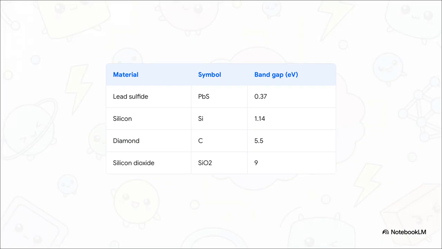To really put this into perspective, let's look at some actual measurable values for these band gaps, which physicists measure in electron volts. It paints such a clear picture. Silicon, for instance, requires a pretty moderate 1.14 electron volts for an electron to make the jump. But then look at diamond. It demands a massive 5.5 electron volts. And silicon dioxide, which makes up a lot of common glass and sand, requires a staggering 9 electron volts. This one simple number completely dictates how a material behaves out in the real world.